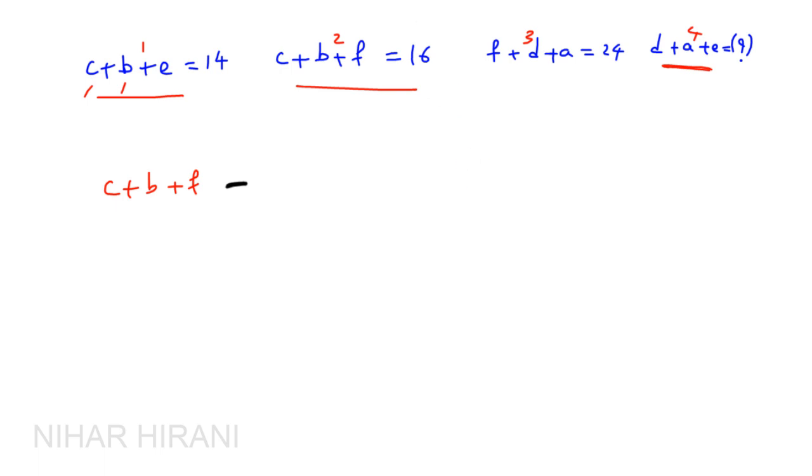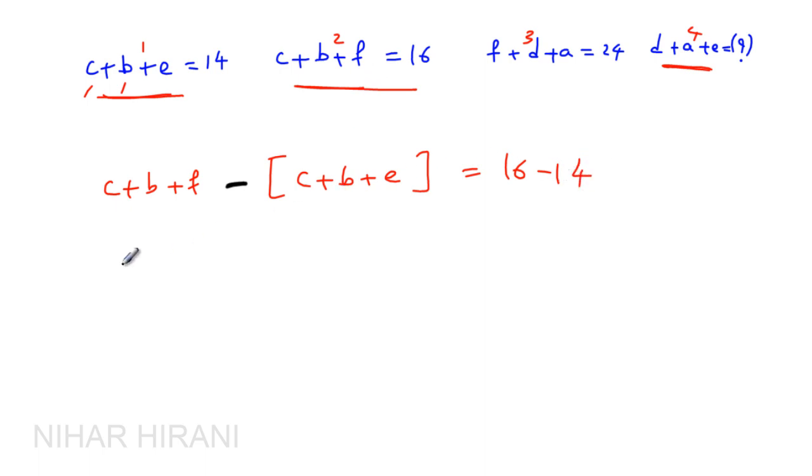Now you might be thinking how I got that idea. I will explain it in a few seconds, just give me some time. I am subtracting this one, C plus B plus E, equation 1. On the left hand side, this is it. On the right hand side I have 16 minus 14.